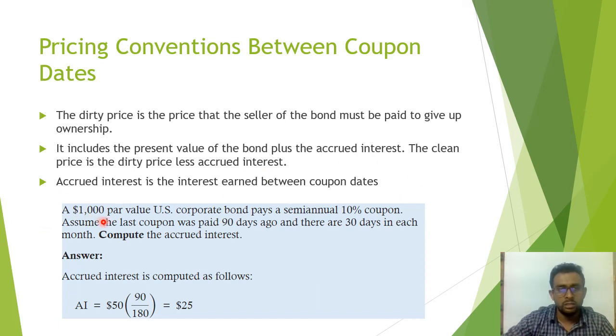For example, if you take a 1,000 rupee par value US bond with a 10% coupon, and assume that the coupon was paid 90 days ago, and there are 30 days in each month, compute the accrued interest. Since the coupon was paid 90 days ago, 90 days of interest must have accrued by now. The coupon payment for $1,000 par at 10% semi-annually will be 50. So, 50 into 90 divided by 180, the semi-annual period being 180 days out of 360, which will be $25. So, that is all about this small topic.